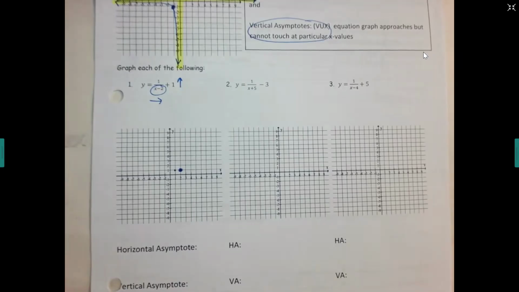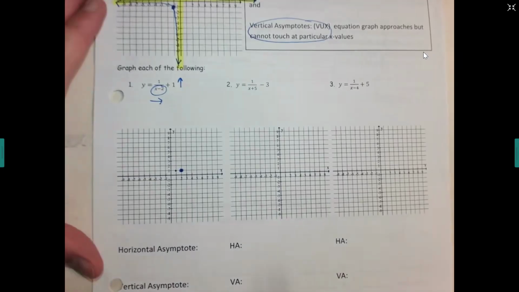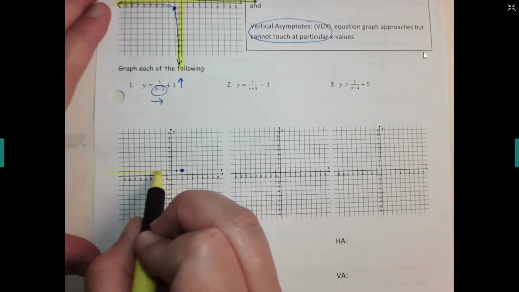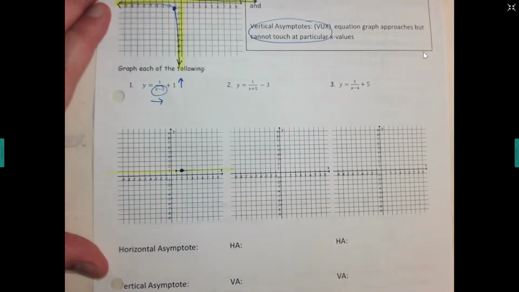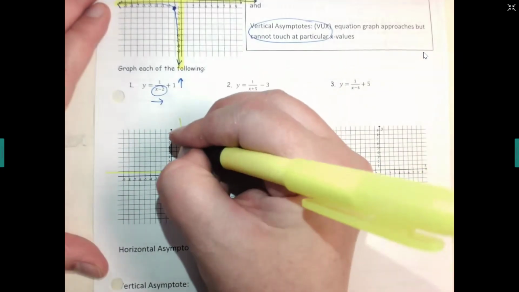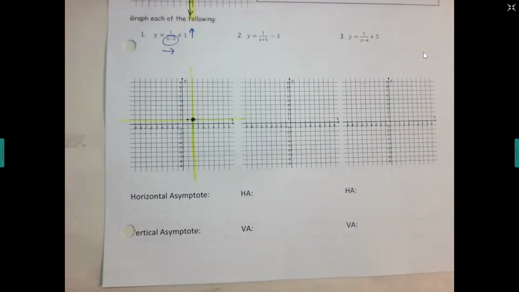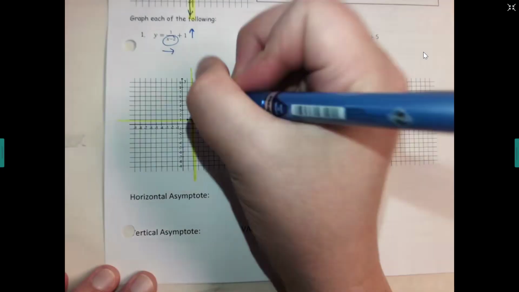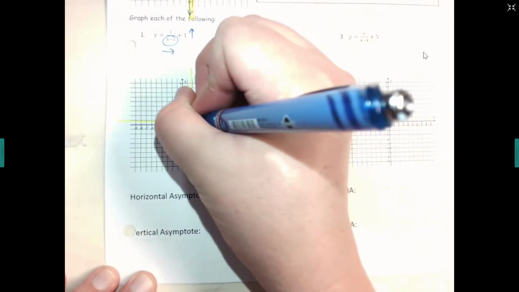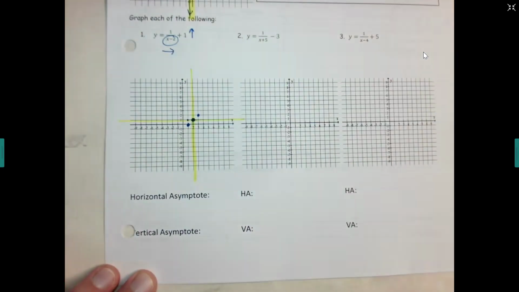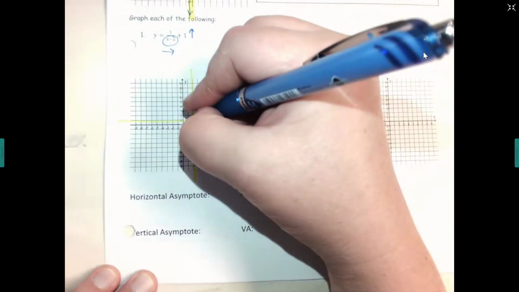And then you're going to draw in your asymptotes. You're going to have a flat line going this way, and then a vertical line going this way. And remember, those are your guiding lines that you cannot cross. So we went to the right 2, we went up 1, and then we're going to draw in the little pieces of our graph. Remember, you're going to hit this dot and this dot, and you're going to get really close to your lines.